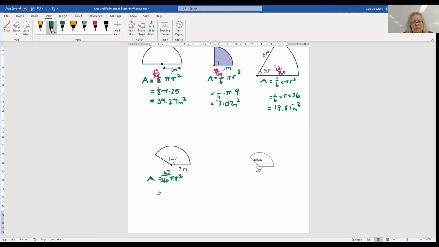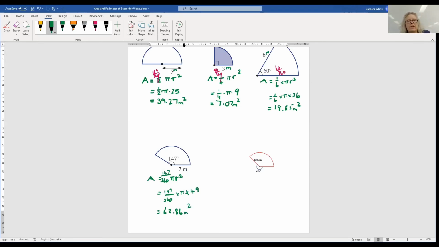All right, so in the calculator, 147 divided by 360 times pi times 7 squared is 49. And what I'm going to put into my calculator, I'm going to do 147 times pi times 49 divided by 360. And I get 62.8586, 62.86, and we have got a unit this time, so we just write meters squared.